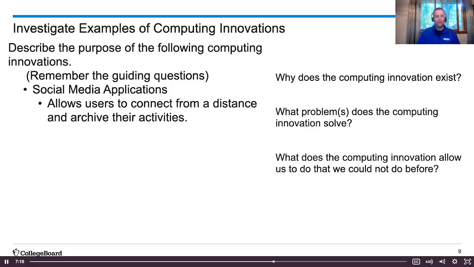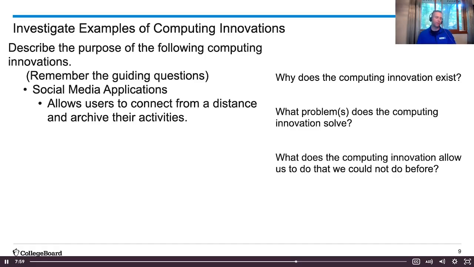But now with social media, right, they can connect, right? They can see what each other are doing. You can scroll through someone's profile and you can say, oh, they did this last week, they did this last month, things like that. It allows them to connect and be a part of each other's lives, right? And then it allows users to archive their activities, right? So if I go on my social media, I can scroll through my list and I can see, oh, this is what I did last week, last month, last year, 10 years ago, right? And so this is the purpose of social media. Now, there might be some other purposes of social media, right? But this is what I came up with.